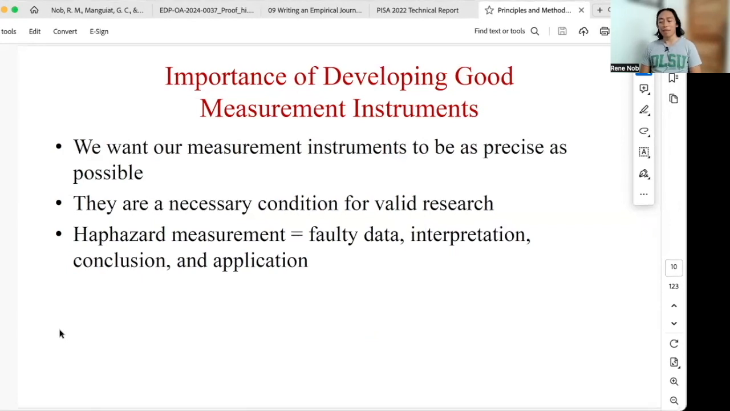Haphazard measurement means that the data is faulty, and from faulty data, there is a sequence of untoward consequences. Faulty data leads to faulty interpretation. Faulty interpretation leads to faulty conclusions. And ultimately, faulty conclusions might lead to faulty applications.